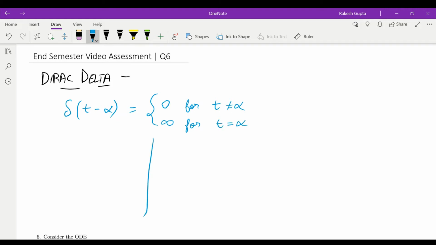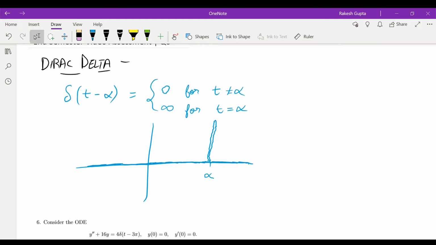So, if you look at the graph, basically what happens is the graph is 0. For example, this point is alpha. So the graph is just at 0 until it reaches alpha, and then there is a sudden growth, a sudden impulse, you can say, when the graph reaches alpha.